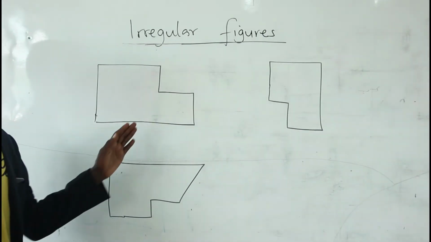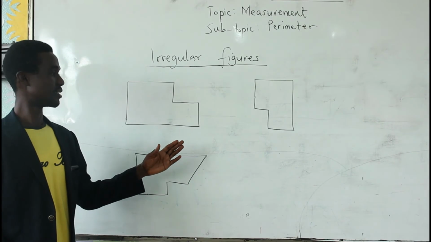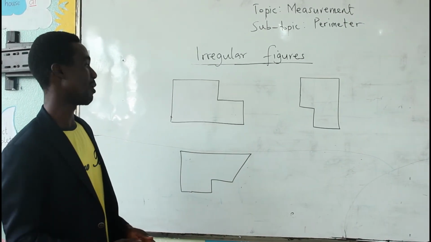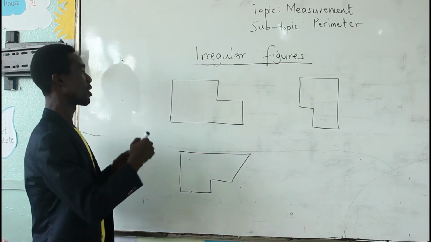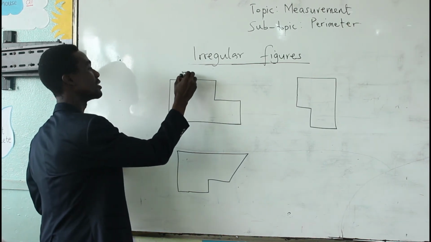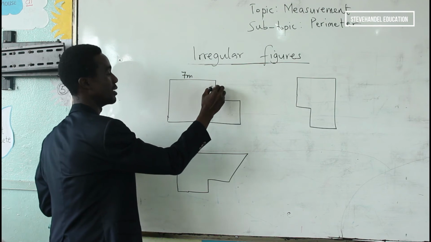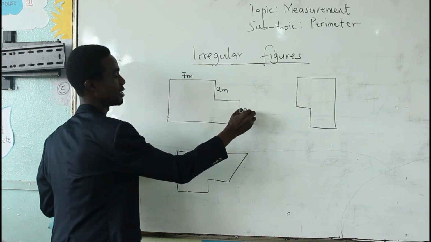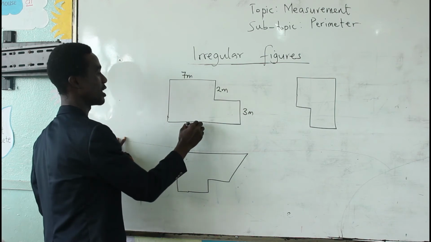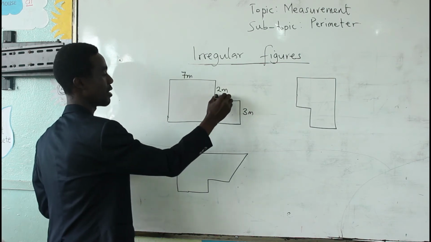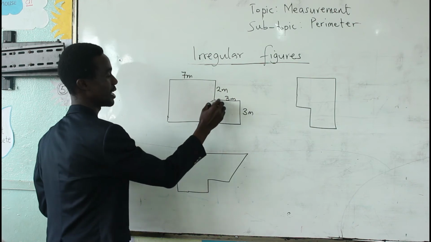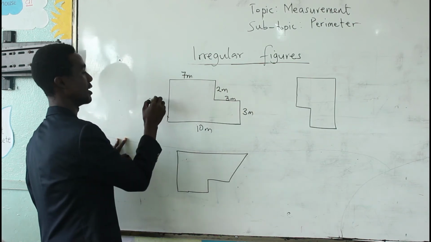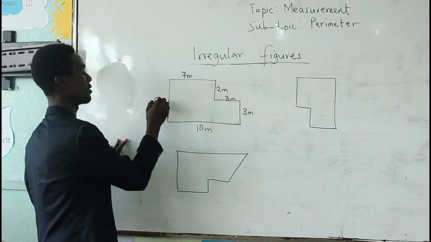All right. All these are irregular figures. Whatever name you give to it, that's yours to think about. So in this case, we may have 7 meters here, and then let's say 2 meters here, then 3 meters here. Let's look at 3 meters here for this length, then 10 meters here, and then here will give us 5 meters.